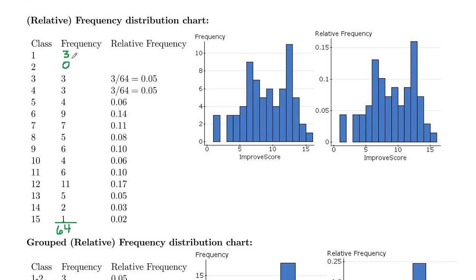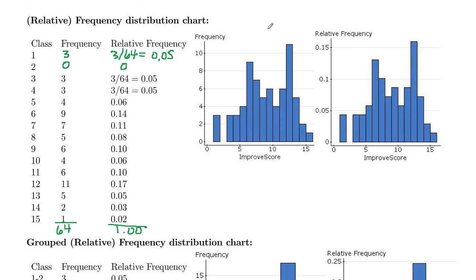To get your relative frequency, you'll take the frequency column and divide by 64. And that will give you 0.05. And then 0 divided by 64 is 0, and so on, dividing by 64 all the way down. If you sum these up, you get 1.00. Now, because of round off, you may get 0.99 or 1.01.